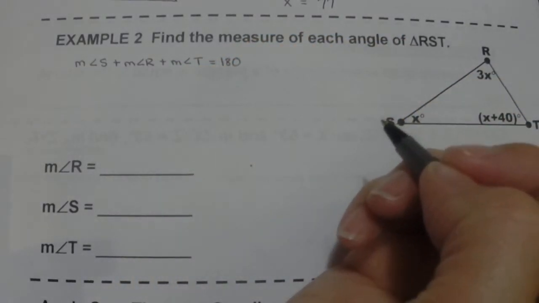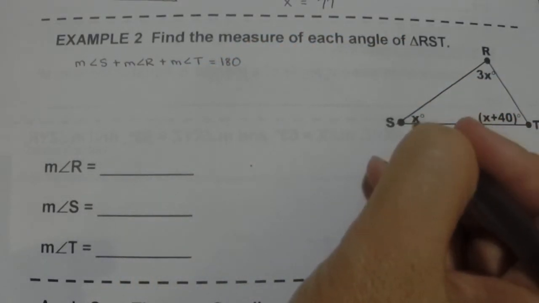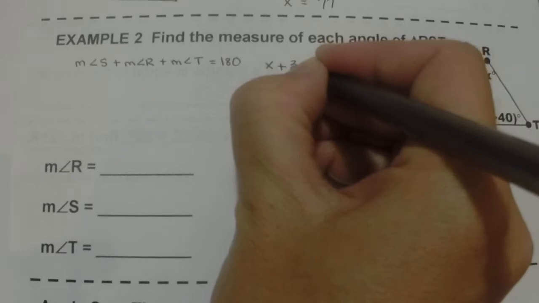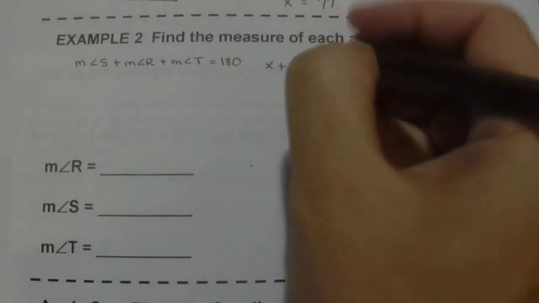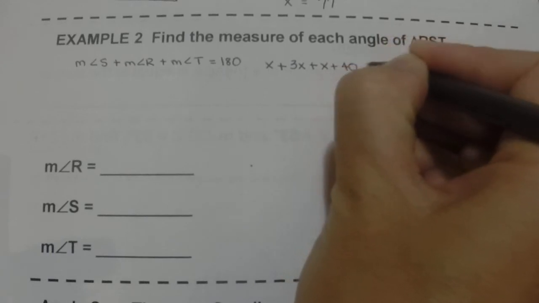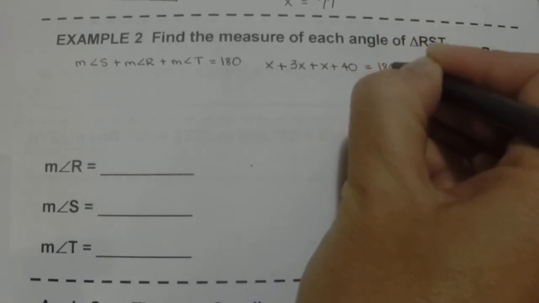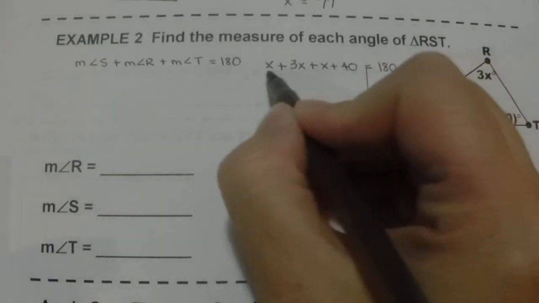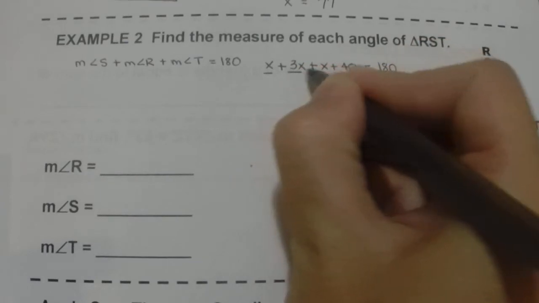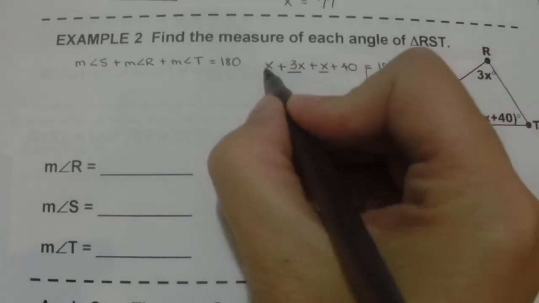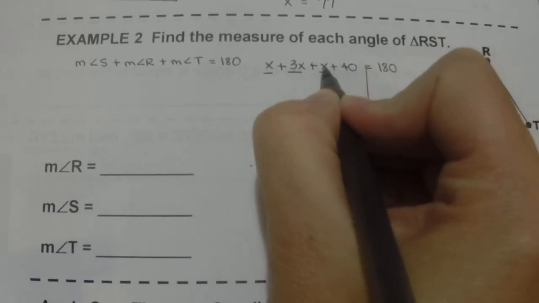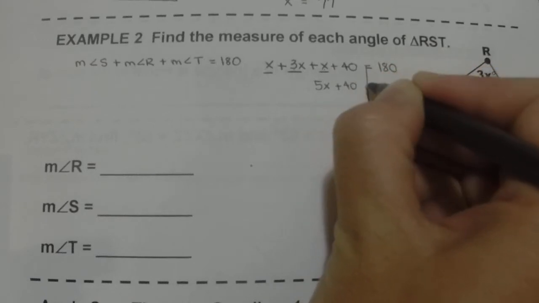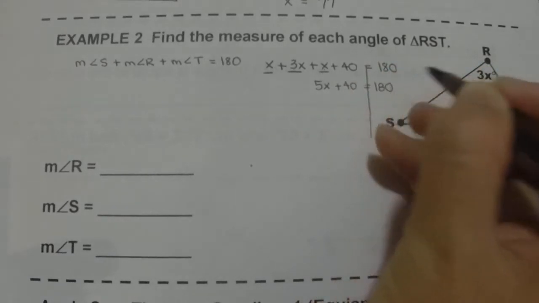So I'm going to set that up, but now I'm going to plug in. The measure of angle S is x, so I would say x plus R, which is 3x, plus T, which is x plus 40, should all add up to be 180 degrees. So we need to combine like terms on this side. We have x, 3x, and x. So total, that's 1, 2, 3, 4, 5 x's. So I have 5x, and then I bring down the 40, and that should equal 180 degrees.